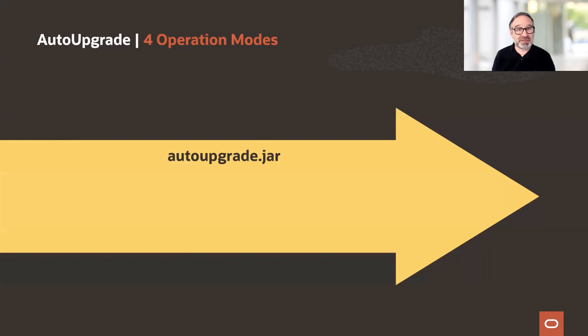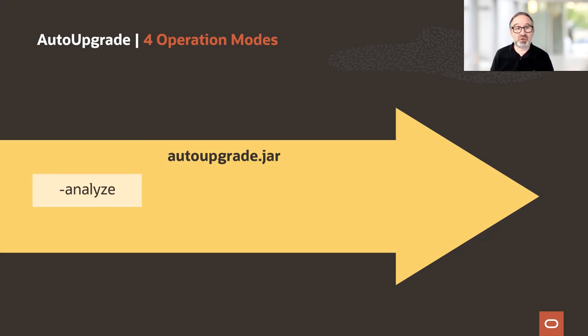So what does AutoUpgrade do? You have the autoupgrade.jar, and I showed you the deploy mode before, but it has different modes. Best practice is that you run an analyze mode first. So you call AutoUpgrade with the config file and then with -mode analyze. And when you do that, it writes an HTML file and you scan that HTML file. It writes also a log, of course. You don't have to scan the HTML, but it's easier for our eyes to just go through the HTML file.